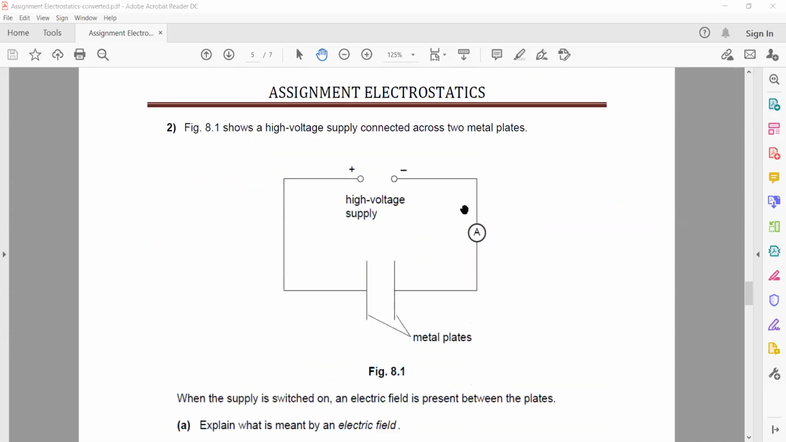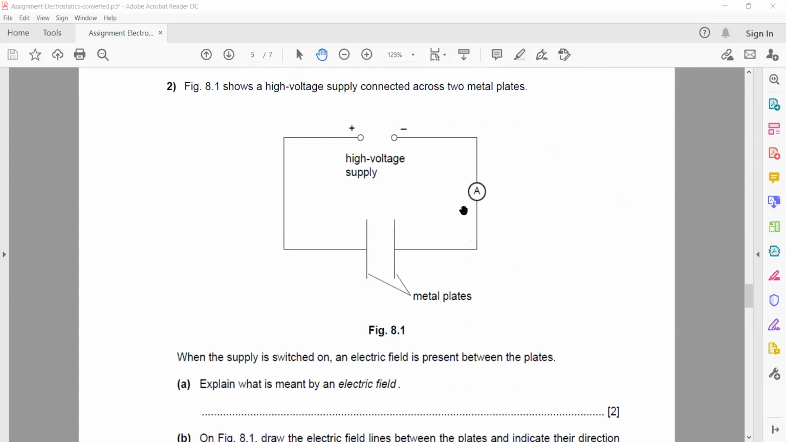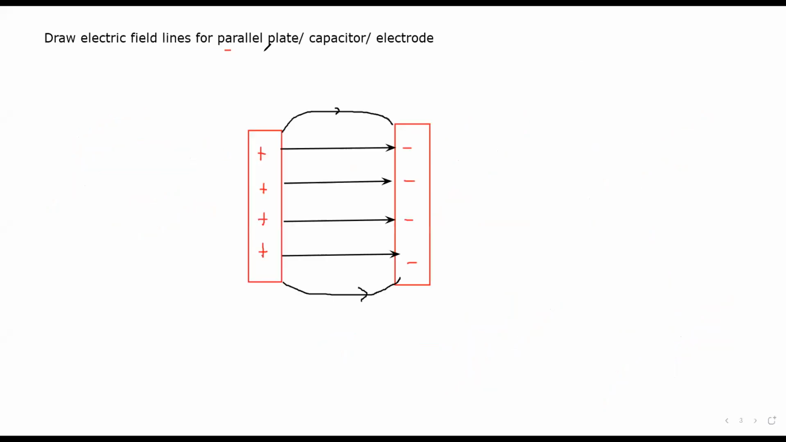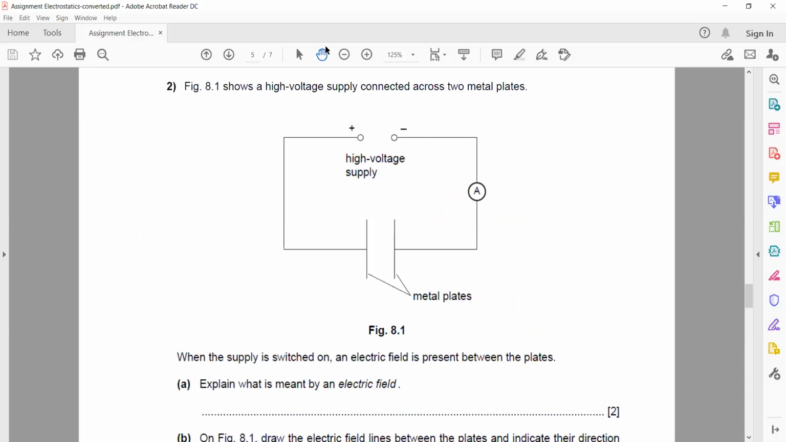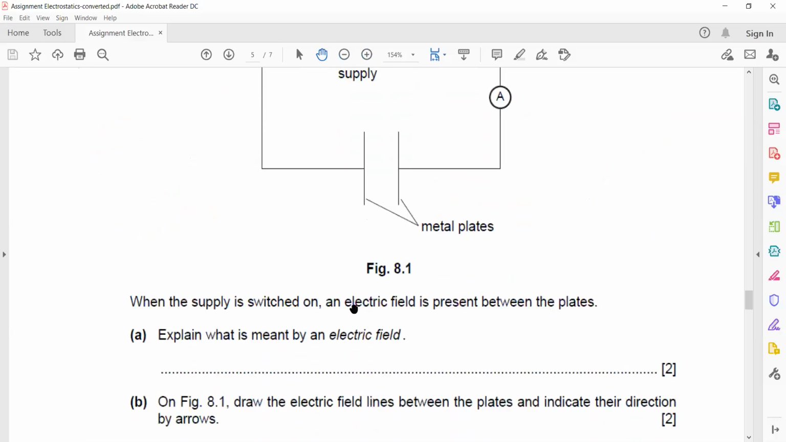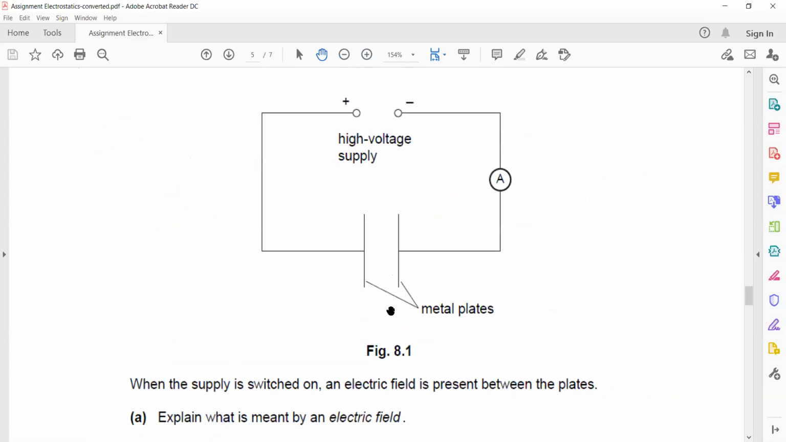Figure 8.1 shows a high voltage supply connected across two metal plates. So these are the two metal plates. I told you how to draw the electric field lines for metal plates. As you can see, if you have a capacitor or metal plates or electrodes, this is how we draw the field lines. So the question is similar to that: you have a high voltage supply connected to the metal plates. When the supply is switched on, an electric field is present between the plates.